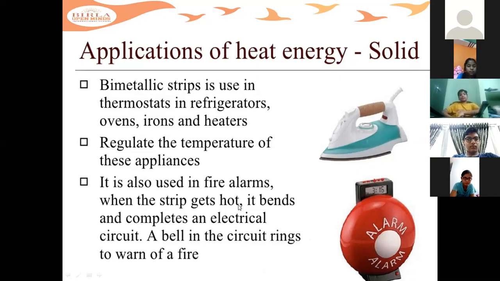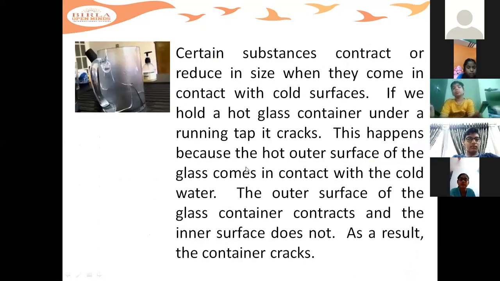When there is a fire breakout, when there is an accident of a fire, the strips get hot and they give an alarm, and it will keep ringing till someone comes for rescue, comes for help. Okay, so here is one more example.